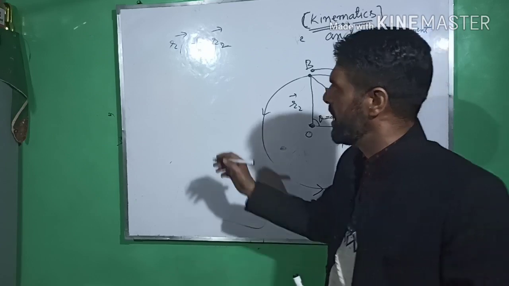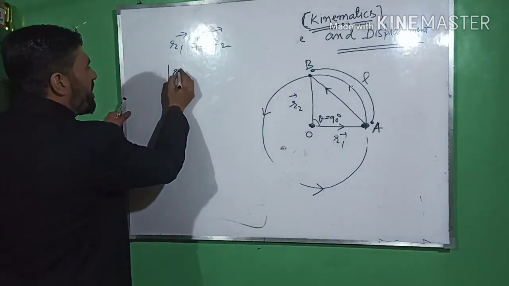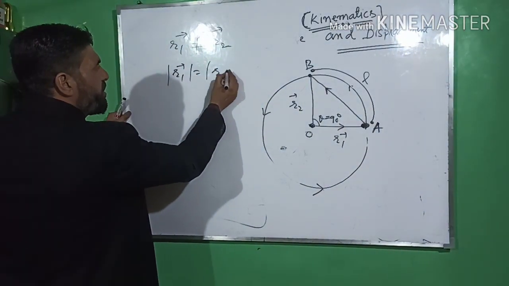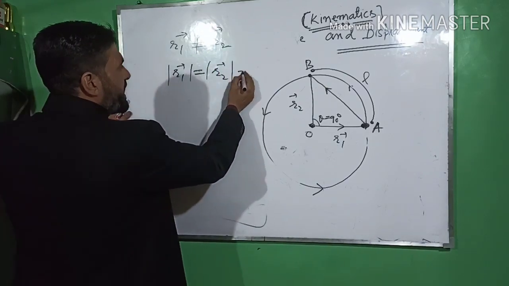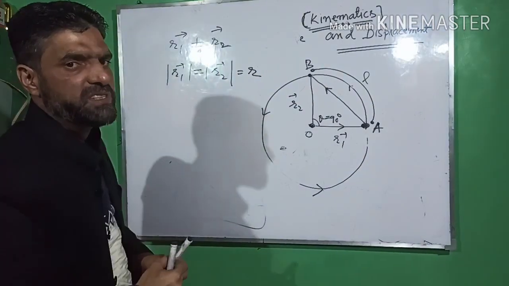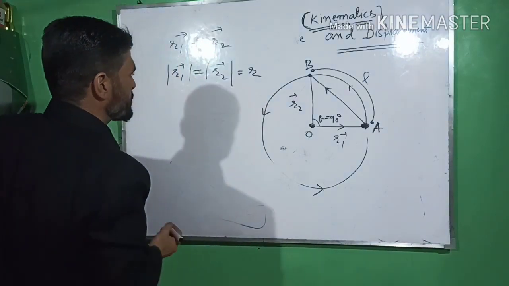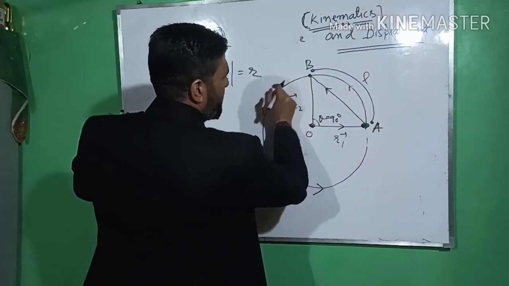All the magnitudes are the same. I can write that the magnitude of R1 vector is equal to the magnitude of R2 vector, और दोनों का बेटा है same because they are radii of the same circle. Now dear students, how can I write this displacement vector?